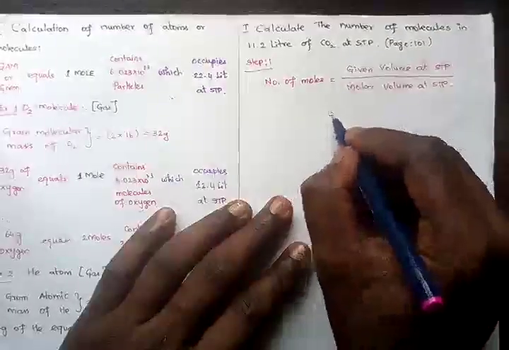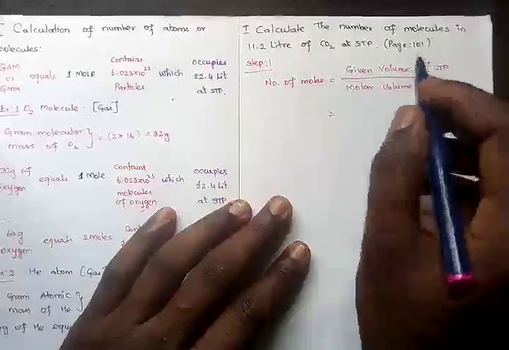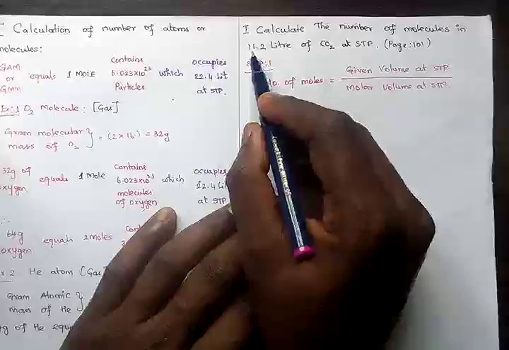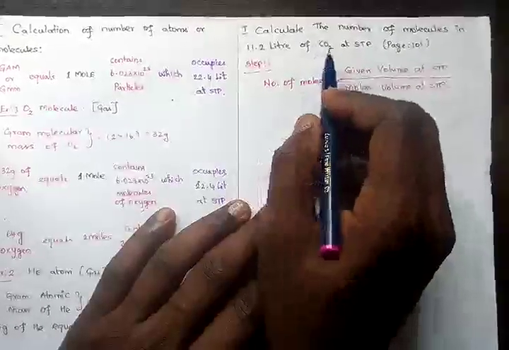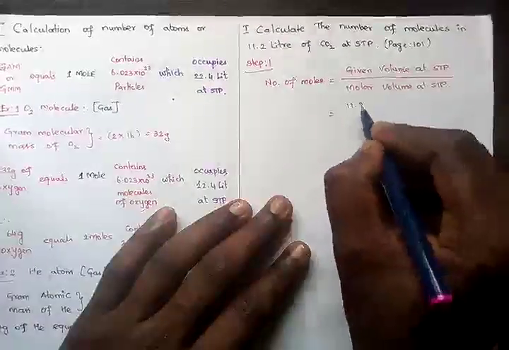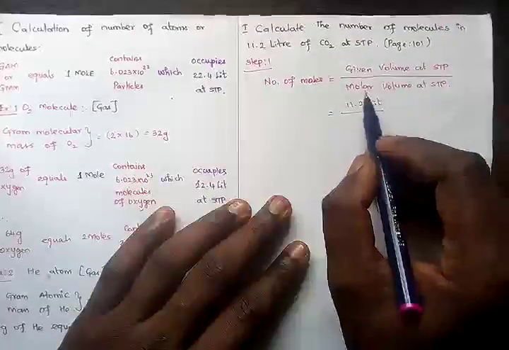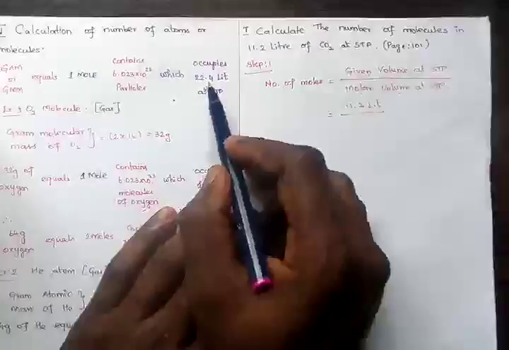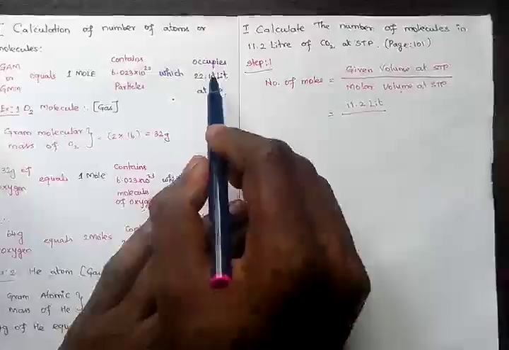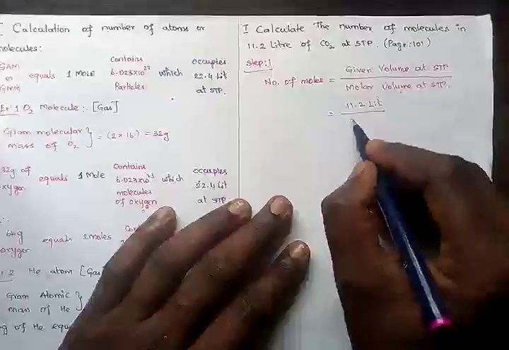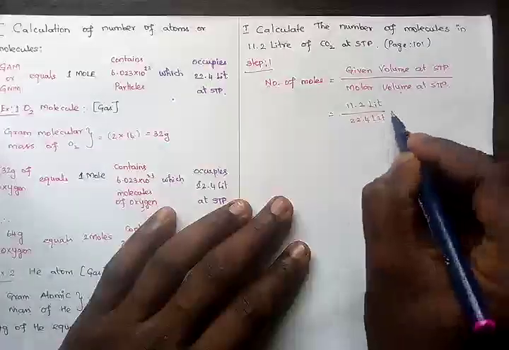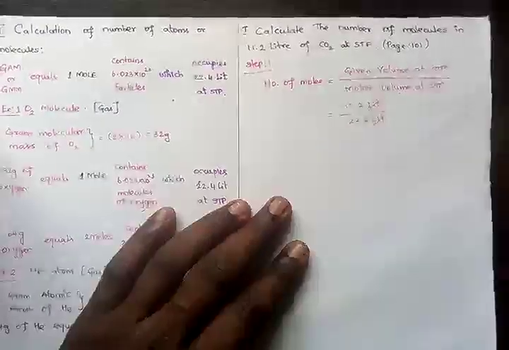So what is the given volume at STP? The given volume is 11.2 liters of carbon dioxide. So 11.2 liters divided by, what is the molar volume? See, 22.4 liters is nothing but 1 mole. So this is called molar volume. So 22.4 liters. So you strike out this.